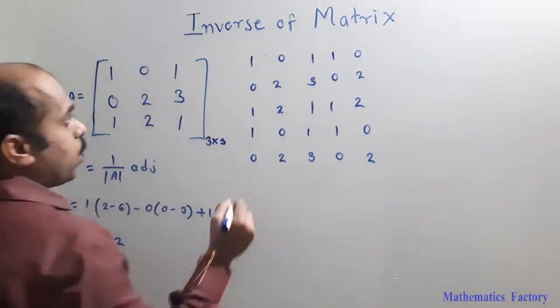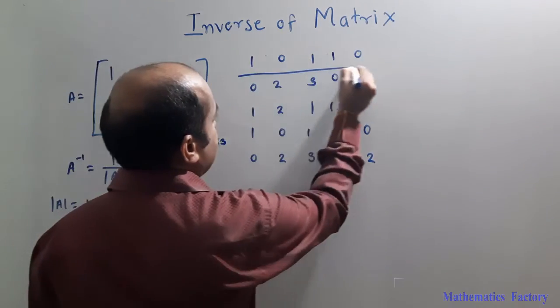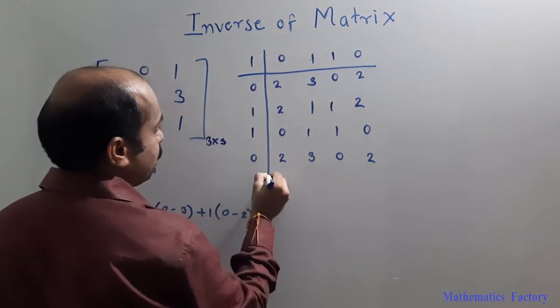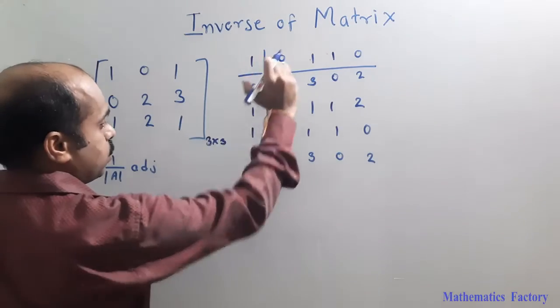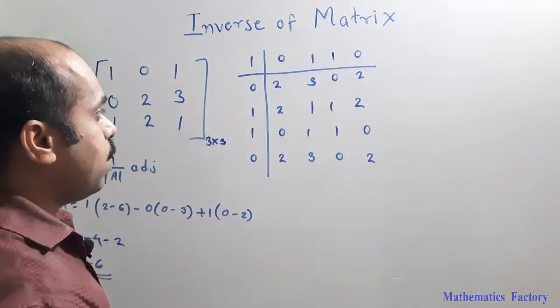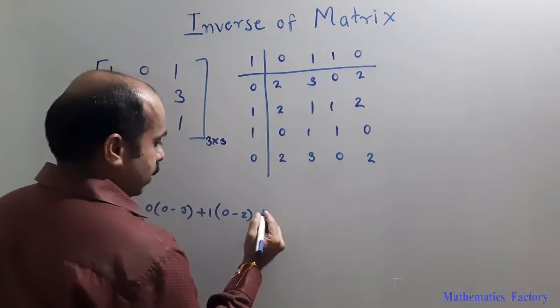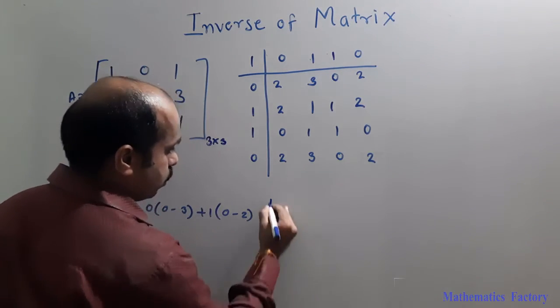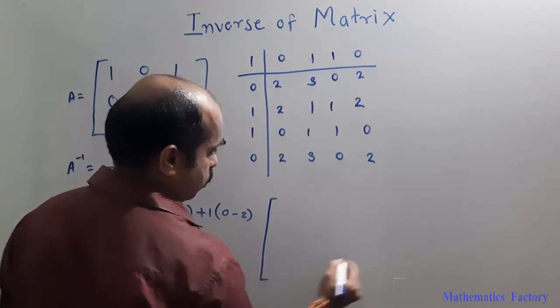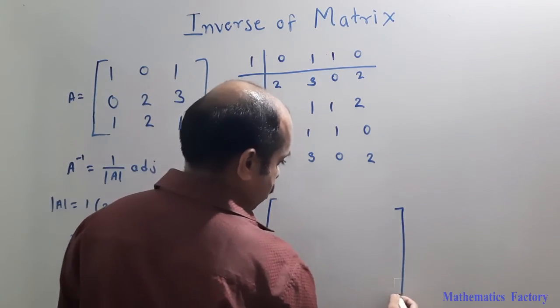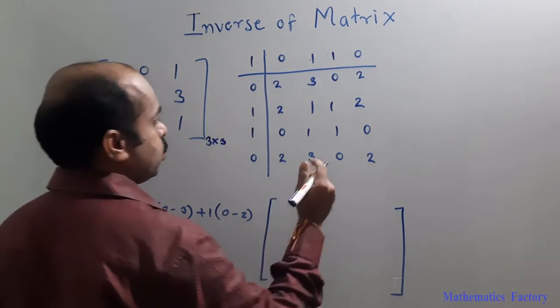Now in the next step, I am just eliminating this first row and first column. So I am just ignoring this first row and first column, and concentrating only on these elements. And in the next step, I am doing cross multiplication. So just see how I am doing the cross multiplication.